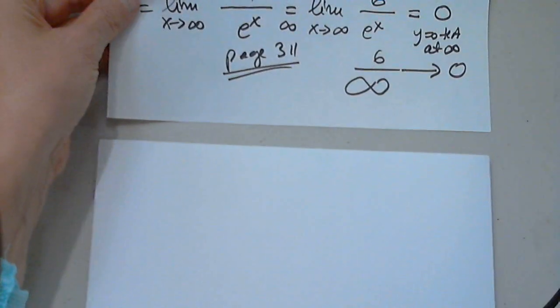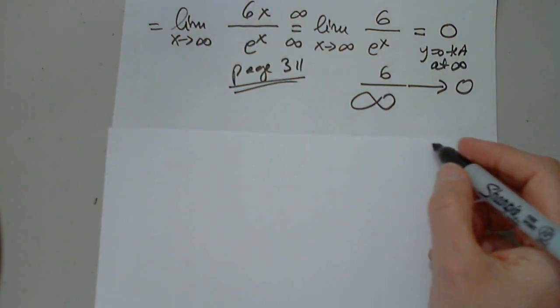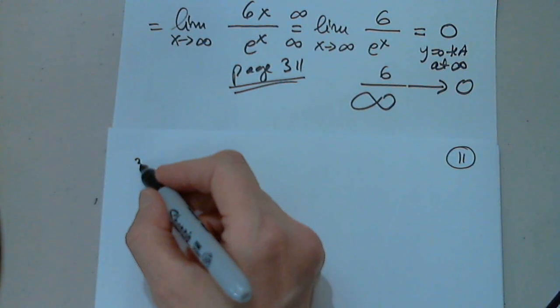Okay, so we're moving on to the derivatives of trig functions. So this is 3.3.